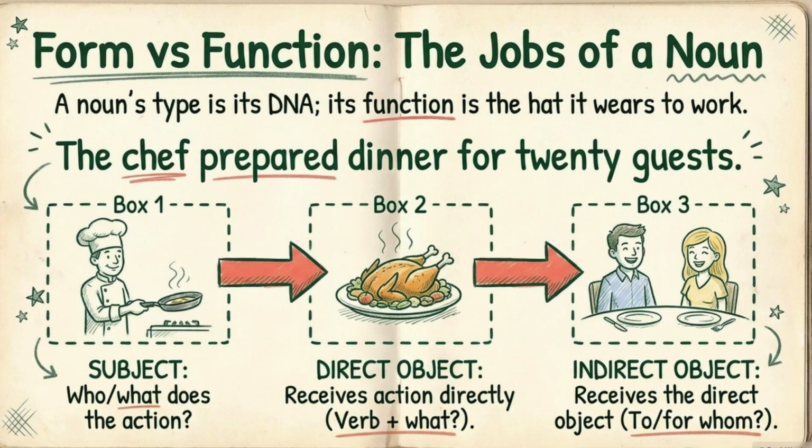Form versus function, the jobs of a noun. Here's a distinction that changes everything. A noun's type is its DNA, but its function is the job it's doing right now. Take, "The chef prepared dinner for 20 guests." Chef is the subject, doing the action. Dinner is the direct object, receiving it. Guests is the indirect object, on the receiving end of that dinner.